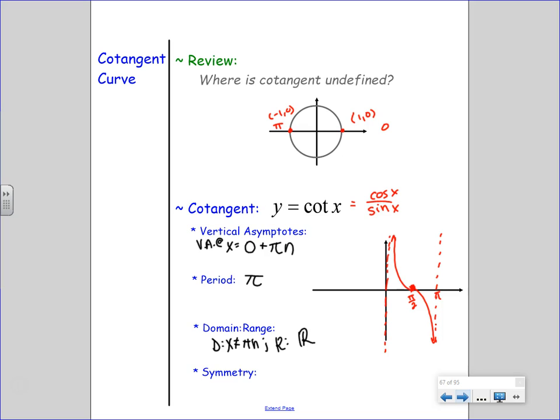Symmetry. This one's a little weird. It's not even. It's not even because otherwise this would be coming in the other direction. But actually it is going to be odd as well. Odd, or origin symmetry.